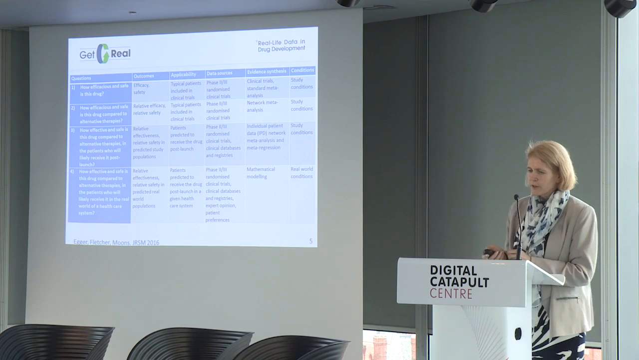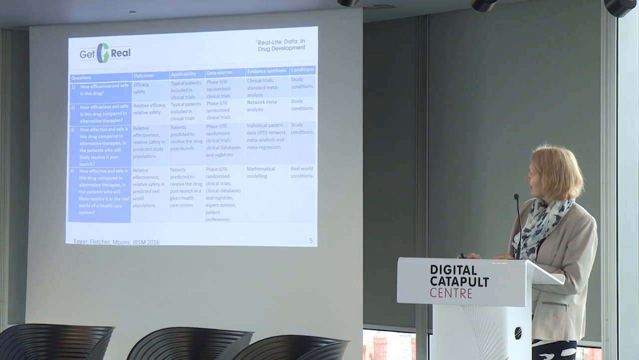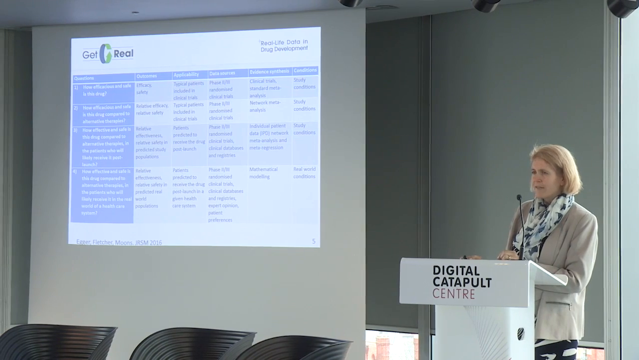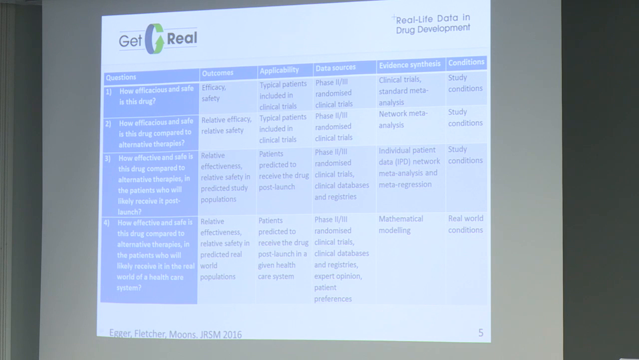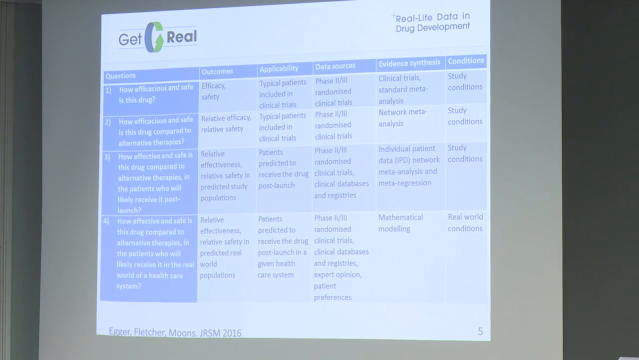So if you think of some of the questions that have already come up today, we've got these areas. Obviously, how efficacious and safe is a new medicine when it comes to market? We're looking at efficacy and safety. We're looking at patients in clinical trials, and often that's done through phase 2 and phase 3 randomised controlled trials. And evidence synthesis is, again, our typical sort of meta-analysis of those harmonised programmes under study conditions. But we want to know, well, how efficacious and safe is our new product compared to other therapies? So we're looking at relative efficacy, relative safety.